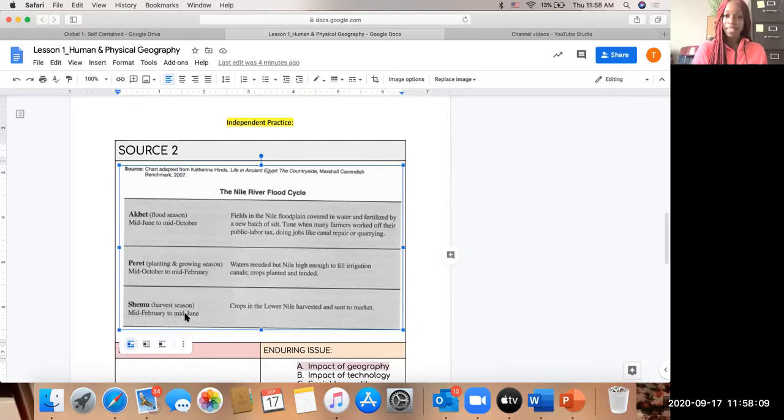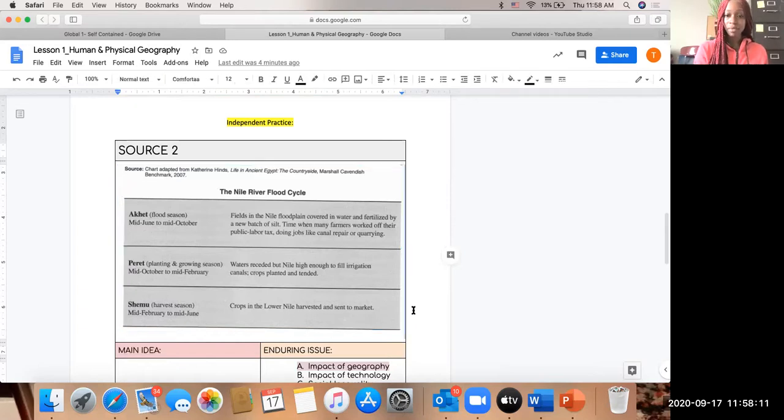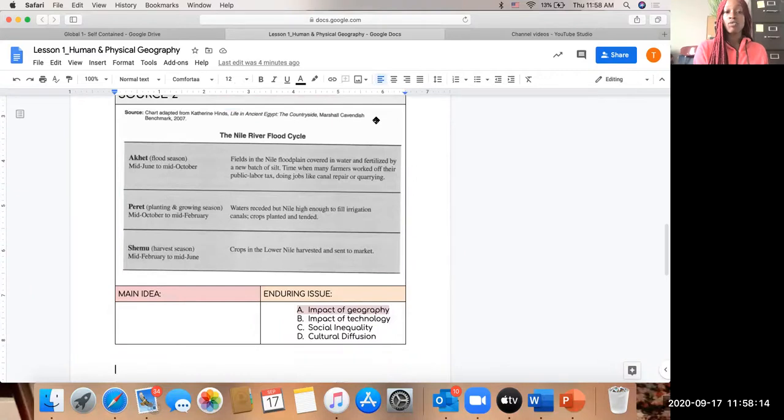So that sounds really good to me. So now we're gonna come down. You read all of the discussions, or you read what's going on in each part of the season, each part of the year. You read about the Nile flood. So what is the main idea of this source? What are we talking about here? We're going to record that down here.